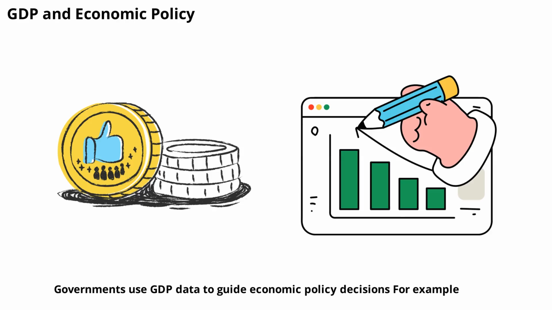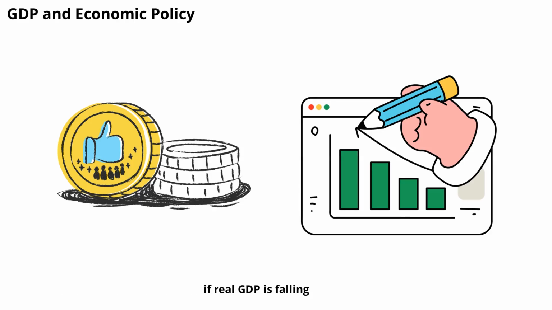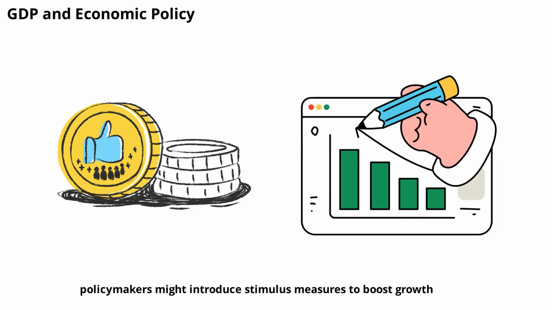Governments use GDP data to guide economic policy decisions. For example, if real GDP is falling, policymakers might introduce stimulus measures to boost growth. If nominal GDP is rising but real GDP is flat, it could signal inflation is a problem. Understanding the difference helps policymakers respond appropriately to economic conditions.